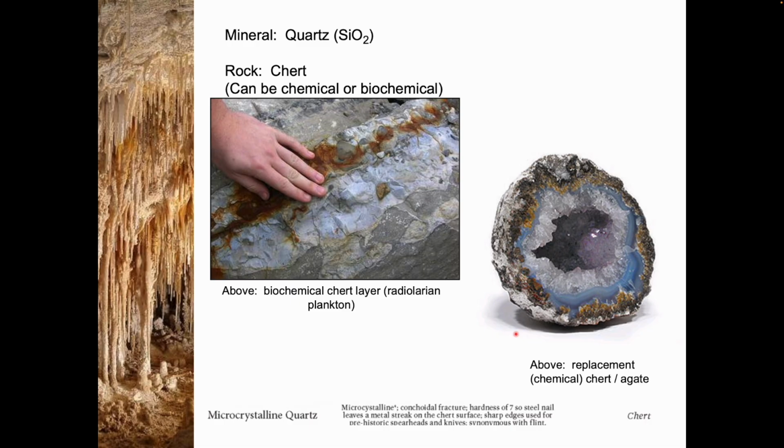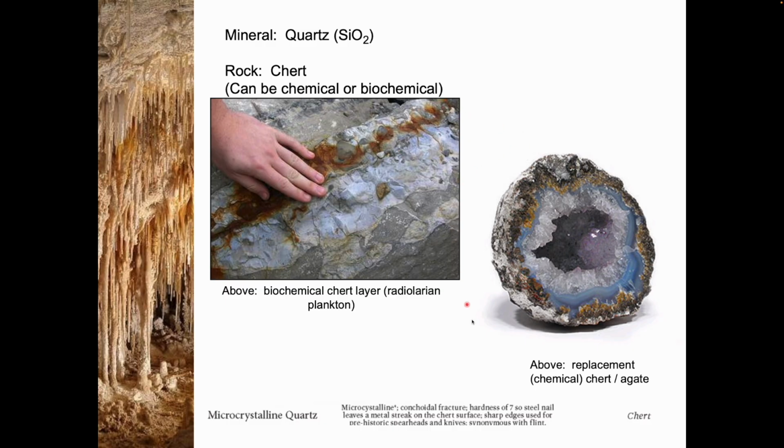Now let's talk about quartz or silica. While quartz is a primary component of igneous rocks, we also see it in sedimentary contexts. It makes a sedimentary rock called chert, which can, again, be chemical or biochemical. In this image, we see a biochemical chert, which is deposited by something called a radiolarian plankton, which is a type of plankton that has a shell made of silica. It actually has a very small microscopic glass shell. When you get a big deposit of radiolarian plankton, you get a layer of chert forming on the sea floor.